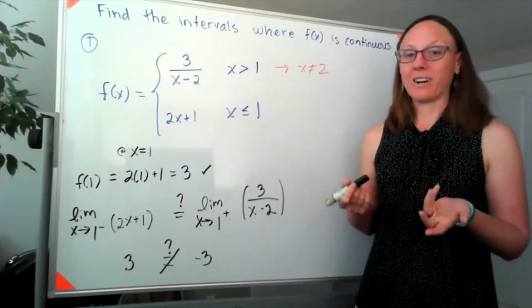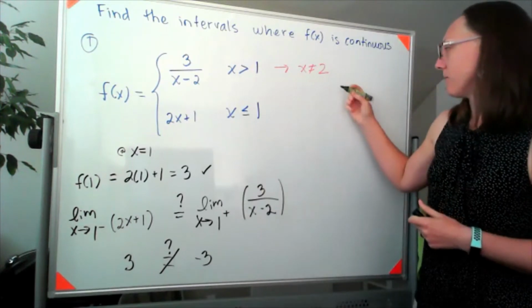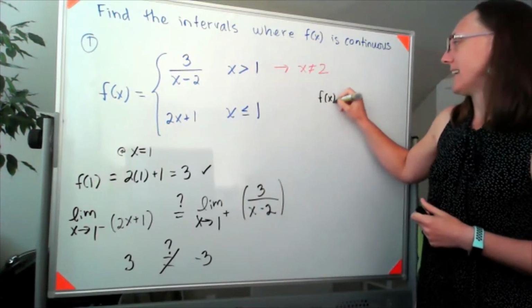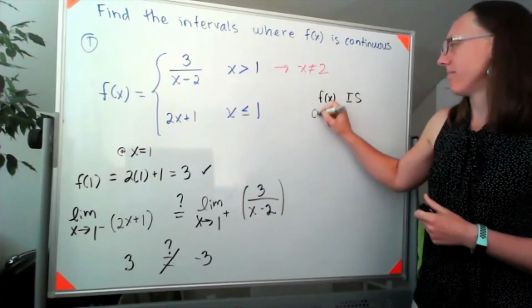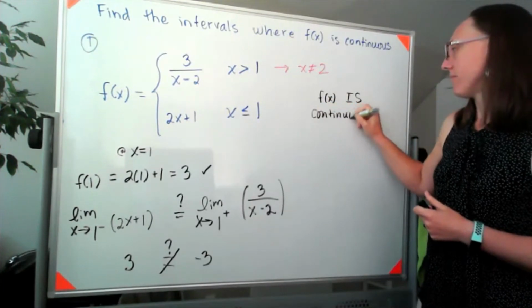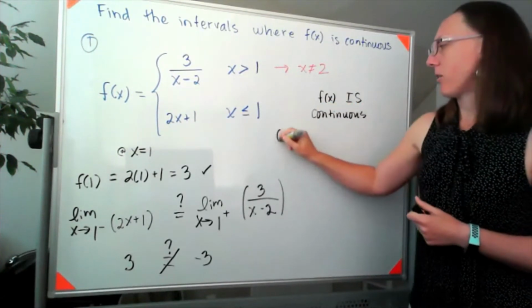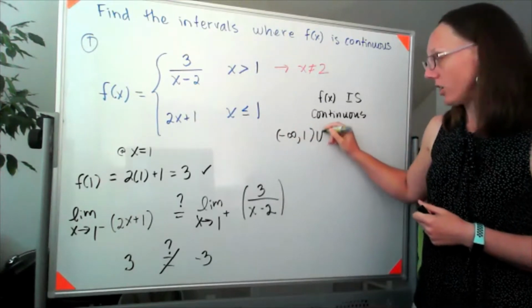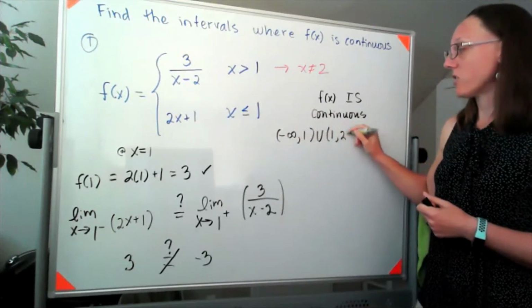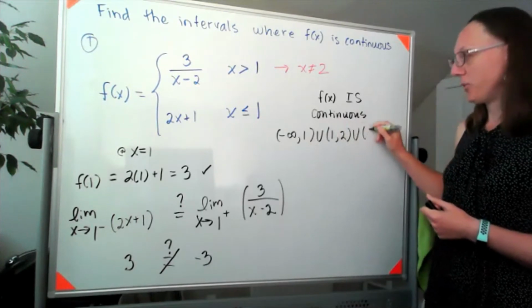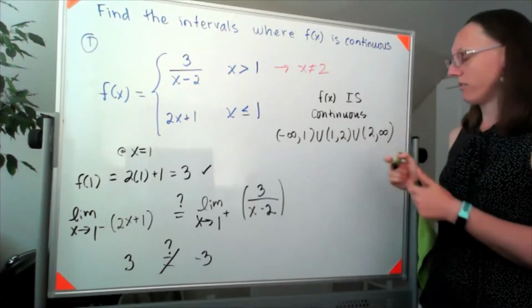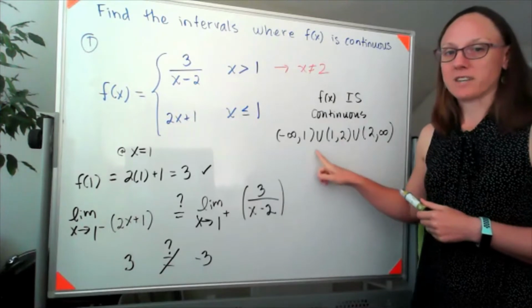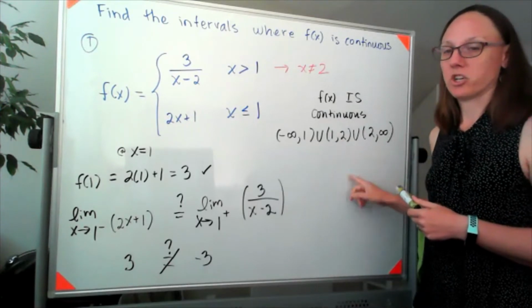So the intervals where it is continuous, so f of x is continuous from negative infinity to 1, union from 1 to 2, union from 2 to infinity. So I'm just punching out the hole at 1 and punching out the hole at 2.